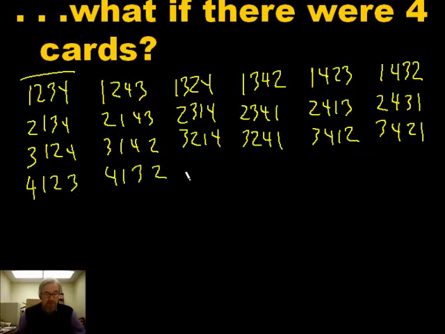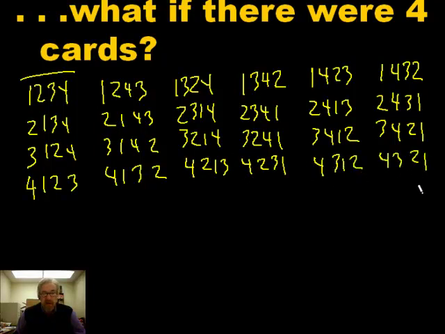We could have 4, 2, 1, 3, and 4, 2, 3, 1. And we could have 4, 3, 1, 2, and 4, 3, 2, 1. And there aren't any other possible ways that we could organize 4 cards than this. So we have 1, 2, 3, 4 by 1, 2, 3, 4, 5, 6. We have 24 possible ways that this could be organized.